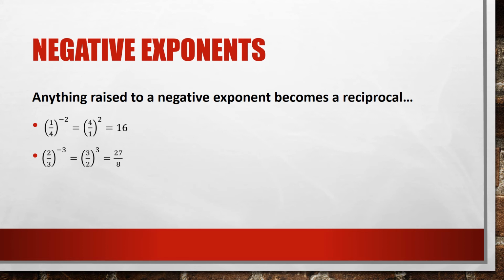You can leave your improper fractions as improper. Just make sure that it's simplified. 27 and 8 do not have any common factors, so that is simplified.